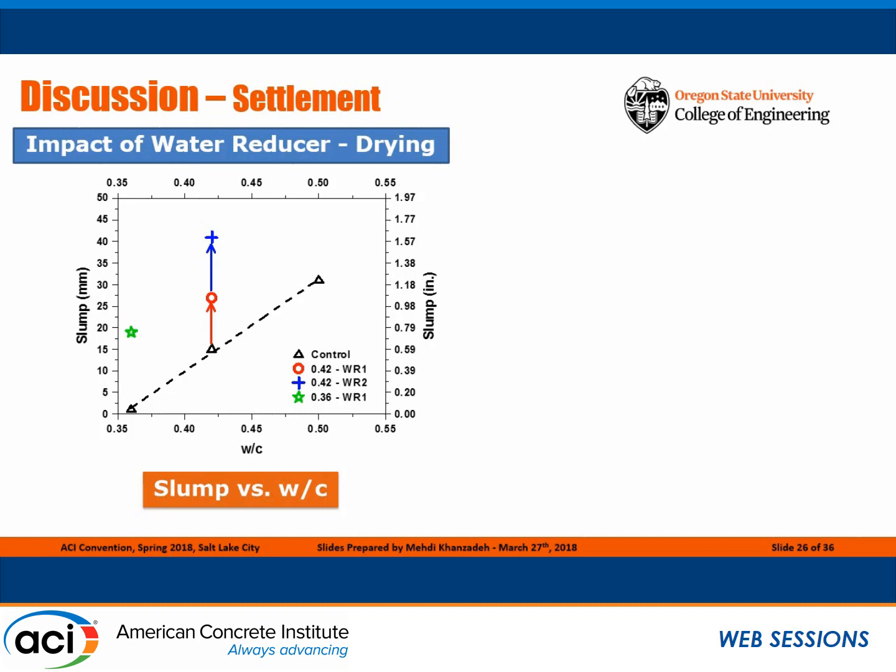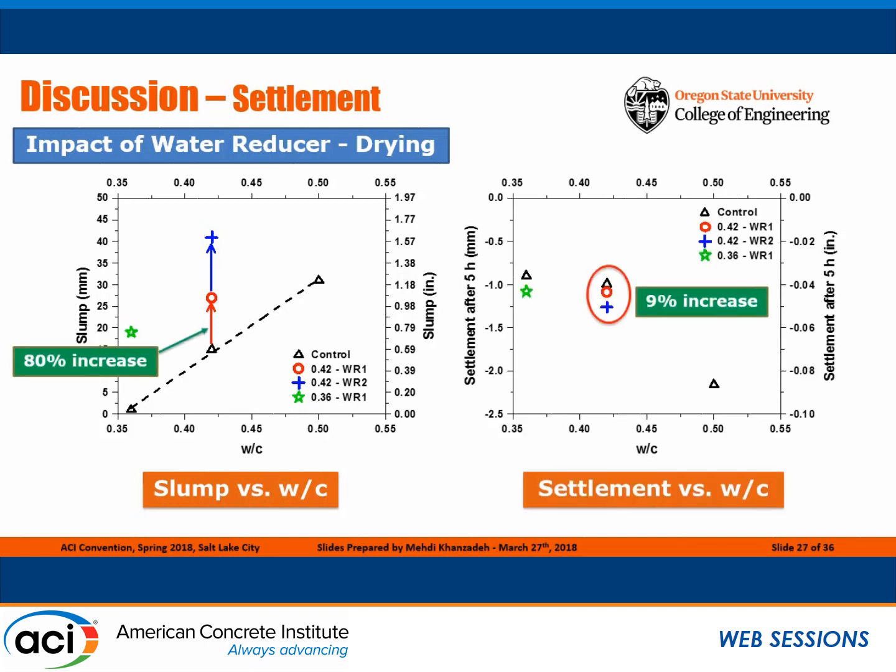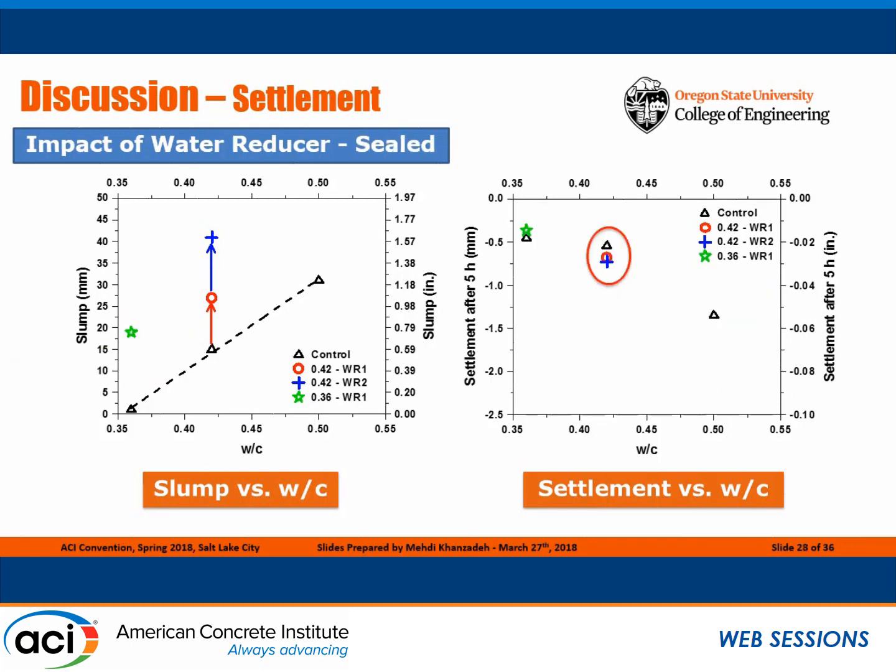So let's compare this to the settlement results. As you can see, I have about 80% increase in the slump over here. I'm just comparing the red dots. And over here, in the settlement case, we have a 9% increase. Again, this shows the impact of the water reducer is not significant on the settlement. The same trend holds for the sealed sample over here.